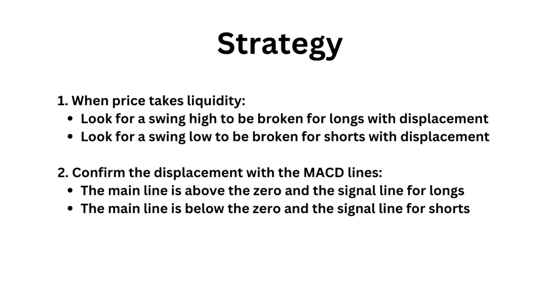When price takes liquidity, look for a swing high to be broken for longs with displacement. For shorts, you want a swing low to be broken with displacement. Confirm the displacement with the MACD lines. The main line is above the zero and the signal line for longs. The main line is below the zero line and the signal line for shorts.